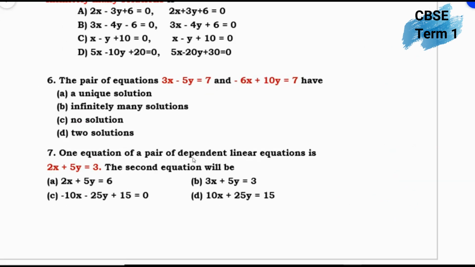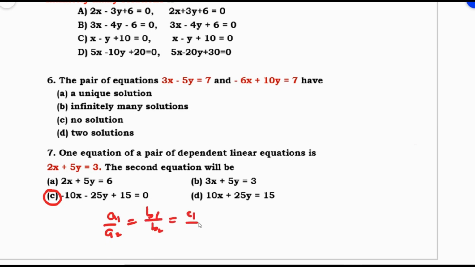The seventh question: one equation of a pair of dependent linear equations is 2x plus 5y is equal to 3. The second equation will be, to find the correct option among these four, we have to find the coincident line condition, because dependent linear equations and coincident lines are one and the same. So 2x plus 5y is equal to 3. The other equation of the pair will be C, because option C alone satisfies the condition a1 by a2, b1 by b2, and c1 by c2. So this C is satisfying the condition. Therefore the correct option for the seventh question is C.